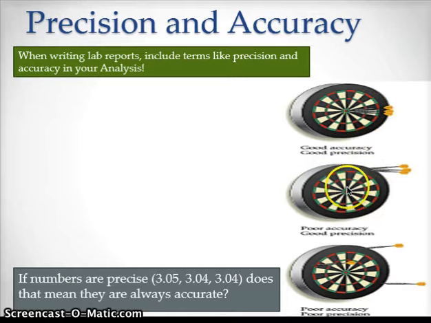In the second one, the darts are not even close to the middle. So none of these darts are accurate. But just because they're not accurate doesn't mean they're not precise. See how all the darts are close together? That means there's high precision. So there's good precision, but there's poor accuracy.